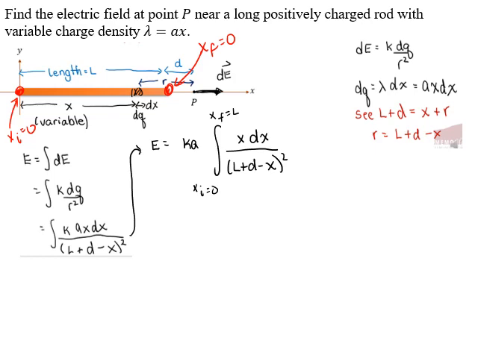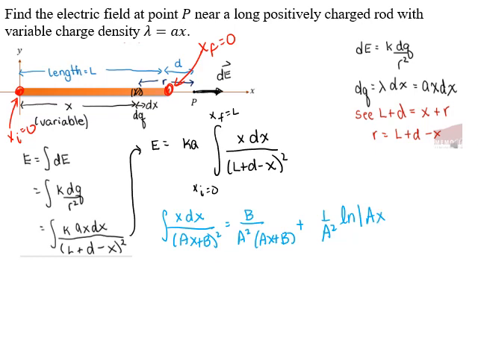For the form of our integral, we can look up a result in a textbook, and from a book I can see that the integral of x dx divided by (ax plus b) all squared is equal to b divided by a squared times (ax plus b), plus 1 over a squared times the natural log of (ax plus b). Okay, this fits our problem where a is equal to minus 1 and b is equal to L plus d.